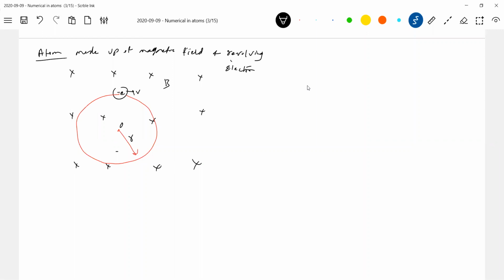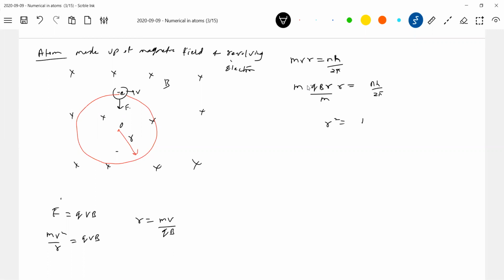Okay, how does this atomic structure work? We need that particular thing. So let's do one thing. What is the expression? The magnetic force will provide the required centripetal force. F equals qvB. This will provide the required centripetal force. Therefore this r should be equal to mv by qB. Then apply Bohr's postulates. Let me replace v: this v will become qBr by m. So r squared equals nh by 2 pi qB. This is the radius of the nth Bohr orbit in this atomic structure.